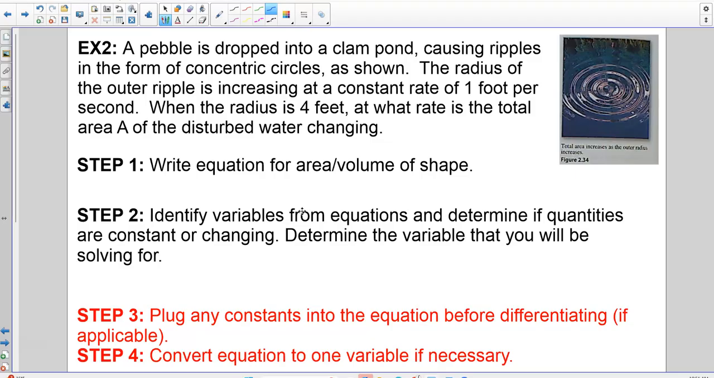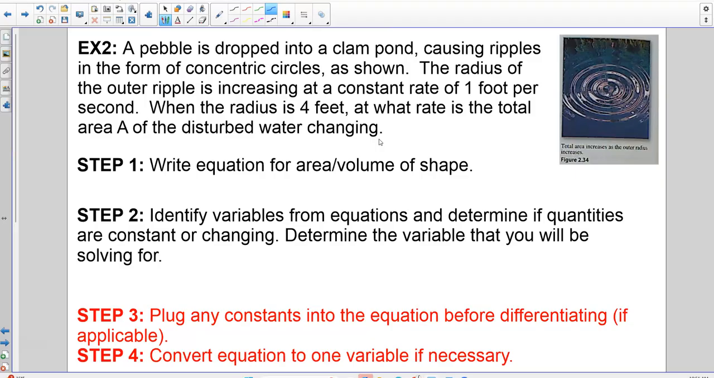However, that scenario is going to have a lot more factors that complicate it, such as the shape of the ocean floor and different things that could come into play there. I'm sure there are more things that I don't know about, but we could take this general idea and apply it in a bigger concept. So you've got a pebble dropped into a calm pond, causing ripples in the form of concentric circles, as shown. The radius of the outer ripple is increasing at a constant rate of 1 foot per second.